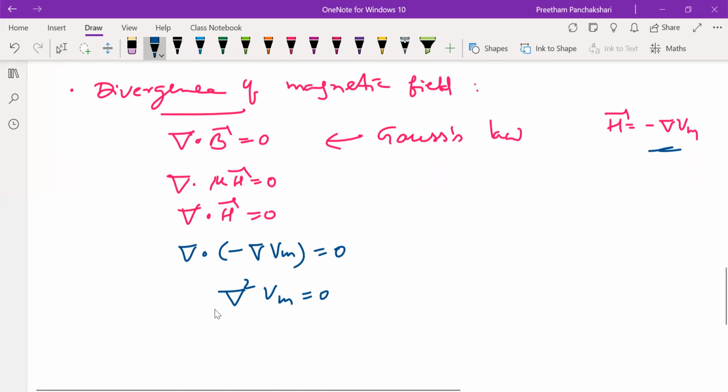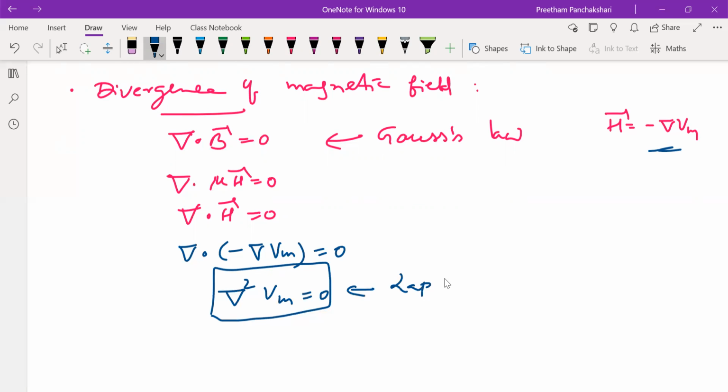You must be knowing this equation, which is discussed in electrostatics. That is called the Laplace equation, where del square Vm is equal to 0. The Laplace equation is applicable for the regions where no sources are present, something like current for magnetic field, charges for electric field. So for a source-free region, with no current and no charge, the Laplace equation is valid. That means your scalar magnetic potential can be used everywhere where there is no current source.